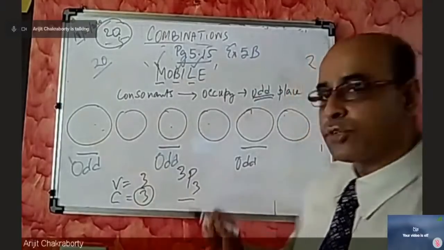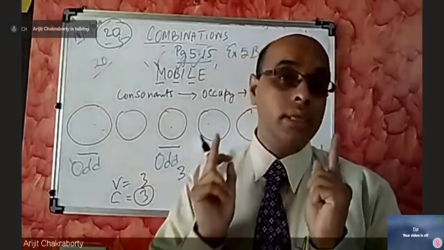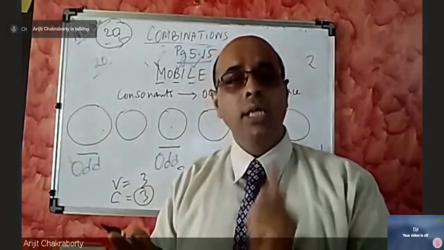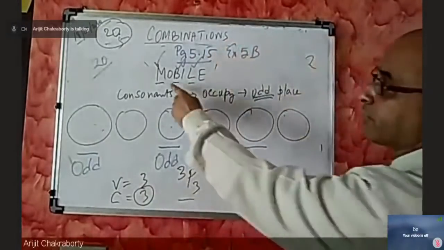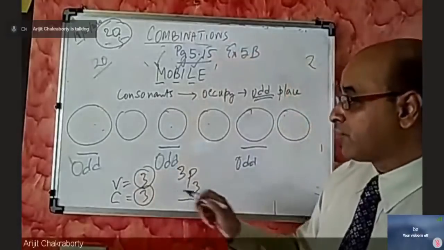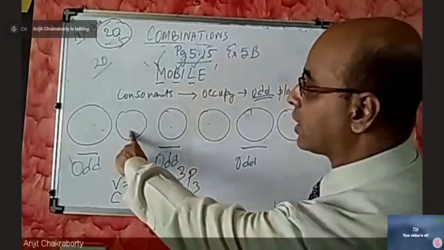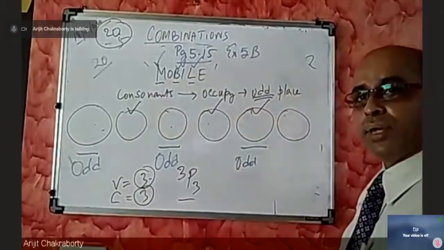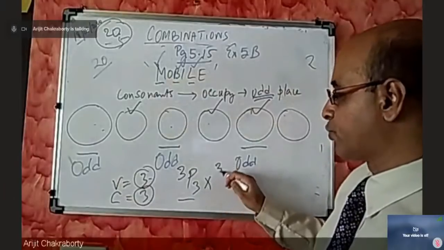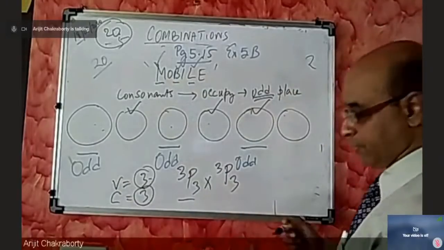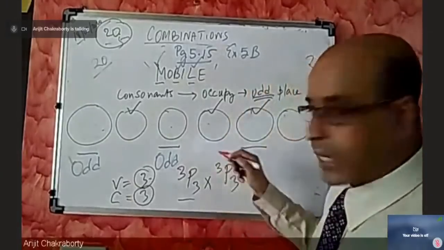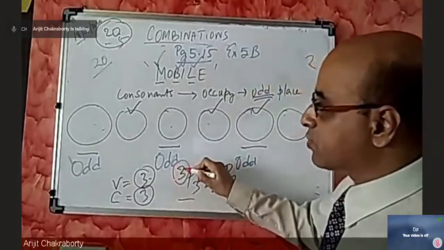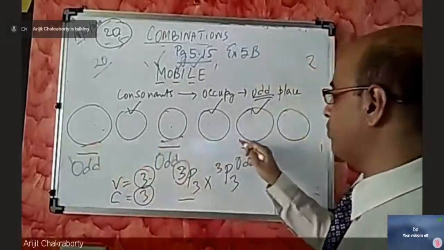So this is the way in which we'll be placing first the consonants into the odd places. Once we do it, we shall be left with the 3 vowels, and for them we have the even places: even 1, even 2 and even 3. So again we have 3 places. So we multiply by 3P3 again, because this 3, once again please focus, this 3 in 3P3 is for the odd places 1, 2 and 3.